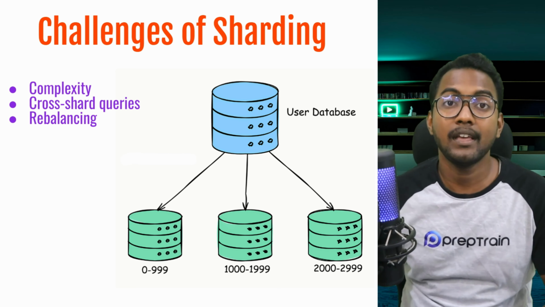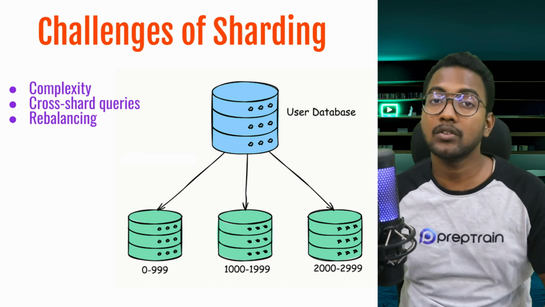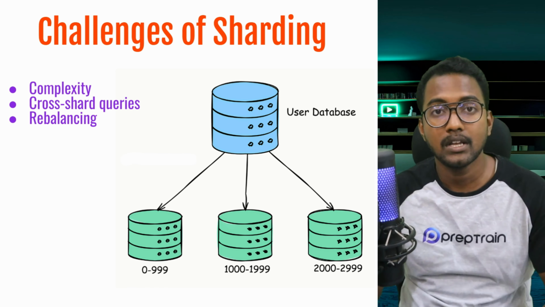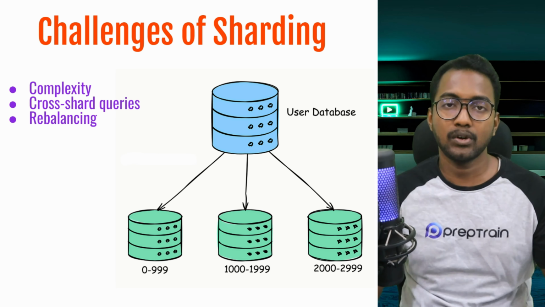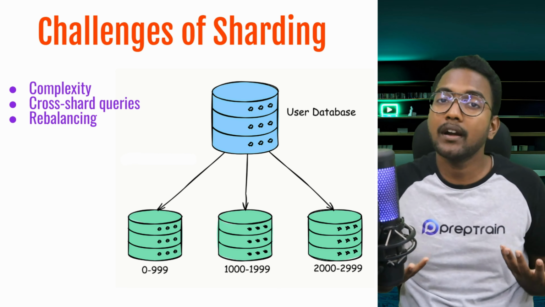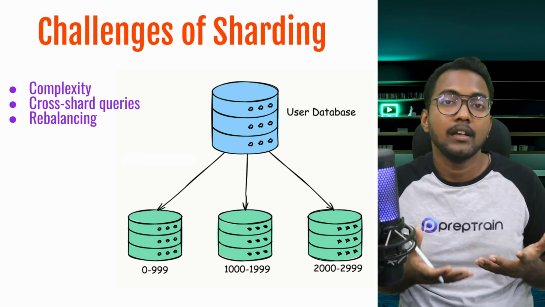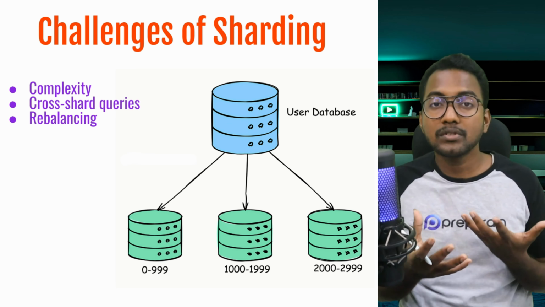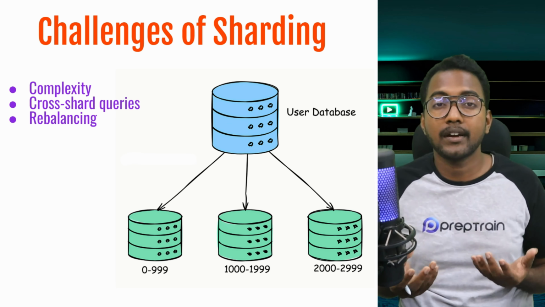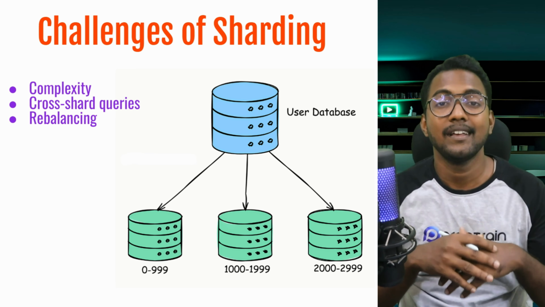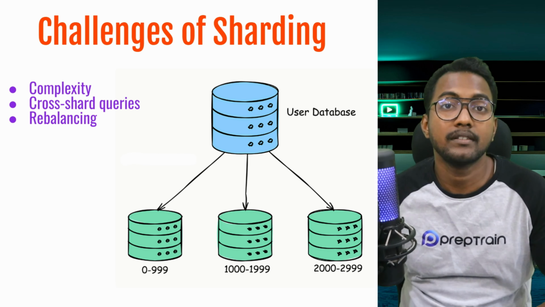Third, we have rebalancing. As data grows, the distribution across shards can become uneven. So it leads to performance bottlenecks, and adding or removing shards to address this requires rebalancing, which involves redistributing data between the shards. This process can be resource intensive and it may temporarily affect the system performance, especially if done during peak usage.